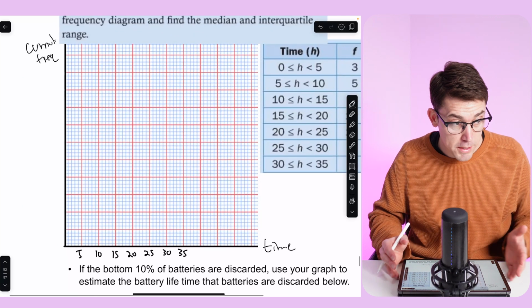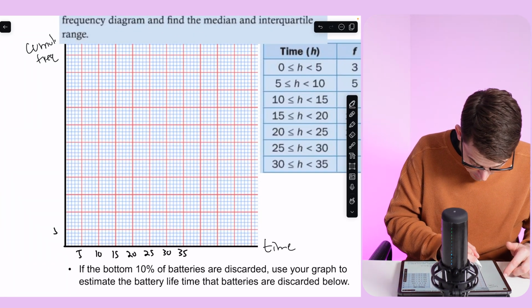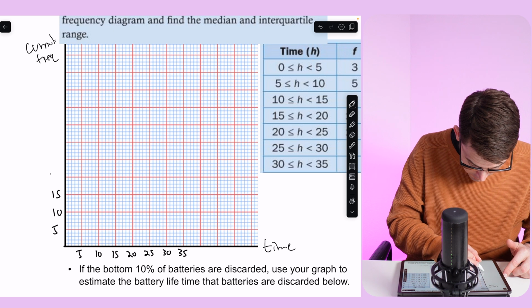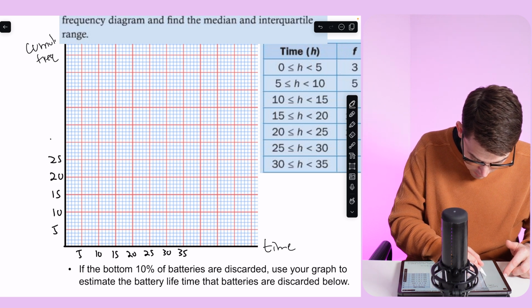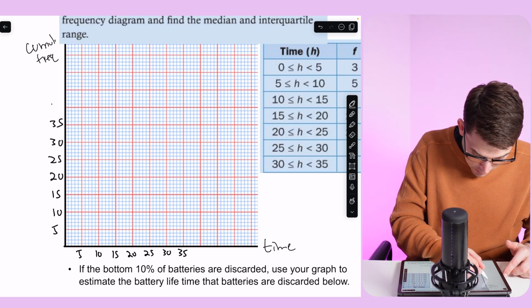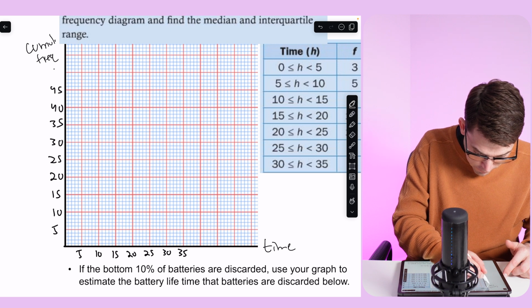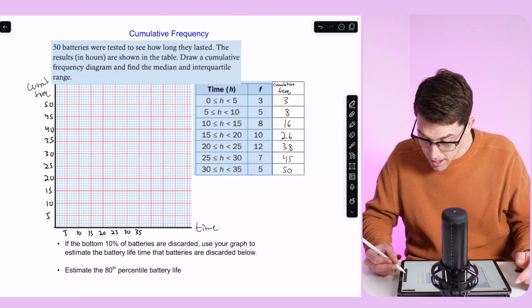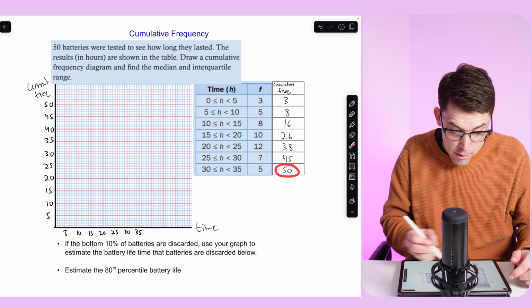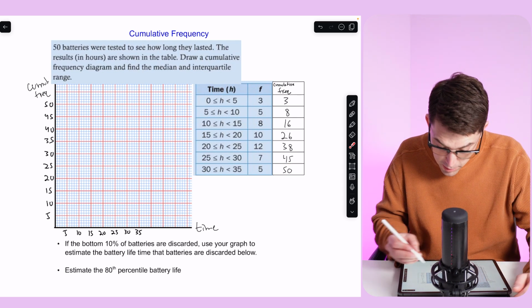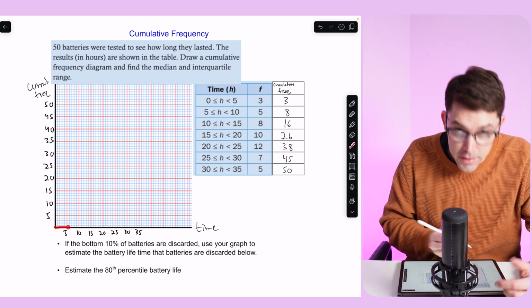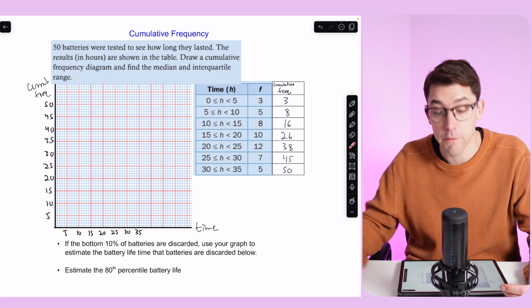Then I have cumulative frequency here. So I'll go ahead and do the same thing. 5, 10, 15, 20, 25, 30, 35, 40, 45, and 50. Because remember, at the very end, I want 50 total batteries. So 50 total batteries would be right here. So from 0 to 5, this is how we're going to approach these cumulative frequency graphs.